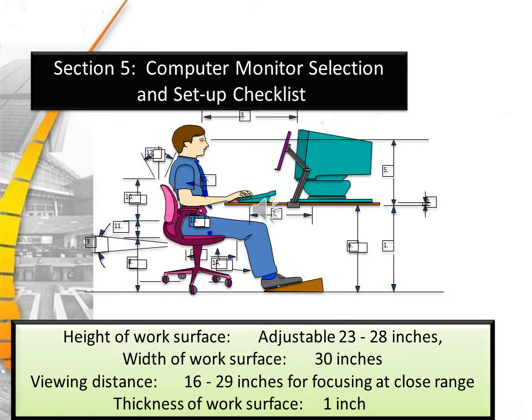Here we can see an example of a computer monitor selection and setup checklist. With the height of your work surface an adjustable 23 to 28 inches, the width of the work surface 30 inches, the viewing distance 16 to 29 inches, and the thickness of the work surface 1 inch.